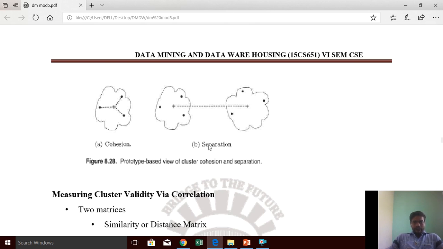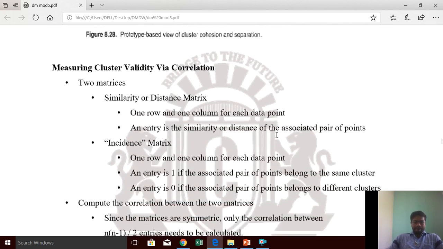Now in prototype based separation, take two clusters, take their two centroids and measure how distinctly they are separated, what is the maximum distance between them. So how they are separated with respect to the center, we need to find out in prototype based clustering.